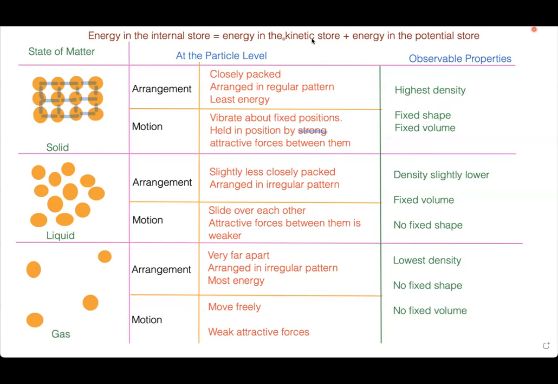Is that clear? Then if it continues to lose thermal energy, you reach a point where the gas starts to condense. So when the gas starts to condense, as you lose more energy, the particles still remain moving at the same speed, but the potential store will actually reduce. Can you see down here? This one has the most energy, this one has the least energy. Can you see that?